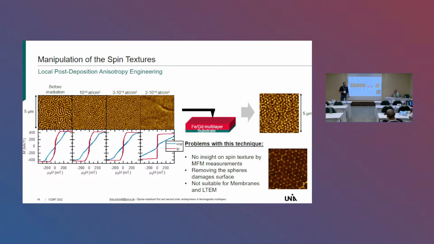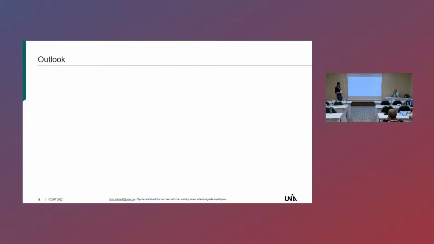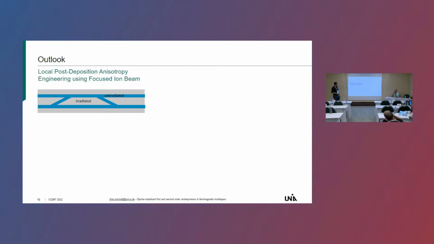So the question is, can we realize it another way? And now comes the outlook. We could do that on membranes with focused ion beam irradiation. We have made some experiments with that, but we are not really far. But the idea is basically, if we irradiate parts of the sample where the skyrmions shouldn't be, and we leave parts unharmed where they should be, then the skyrmions should only be allowed to enter or be in that part of the sample.